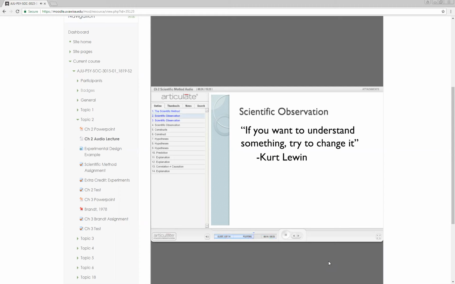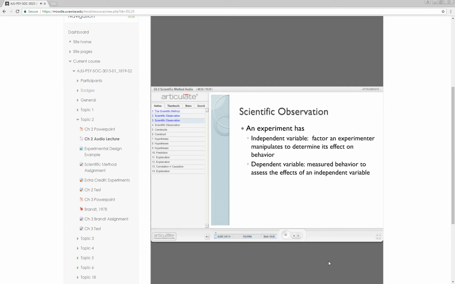This is from Kurt Lewin, and it says if you want to understand something, try to change it. And this is really the approach we take when we're using the experimental method. So an experiment has two important points, an independent and a dependent variable. In scientific observation and an experiment in particular, we're changing one thing to see how it affects the other.